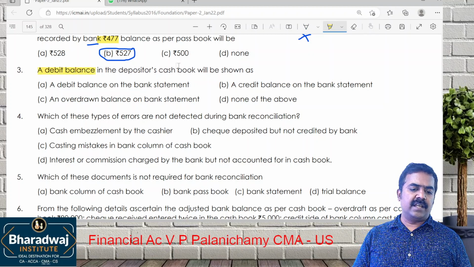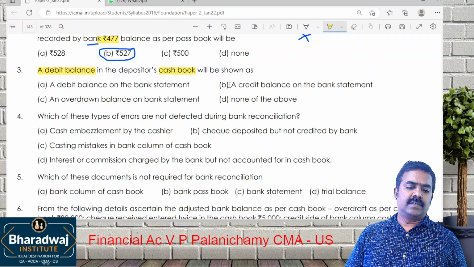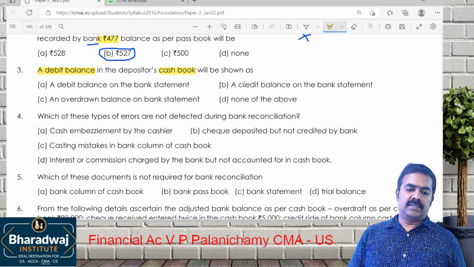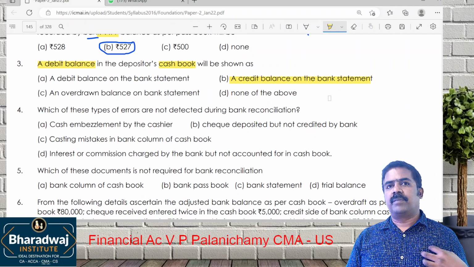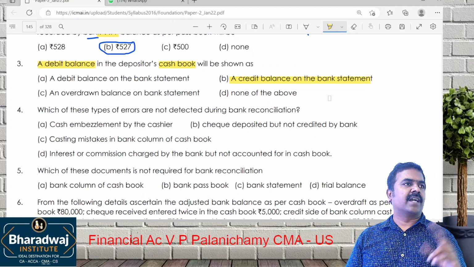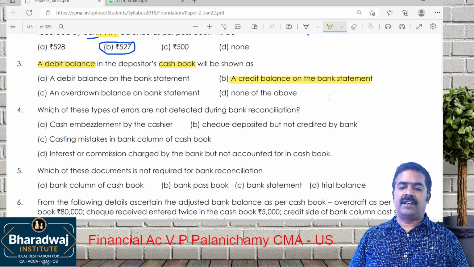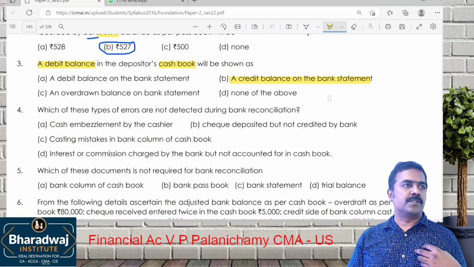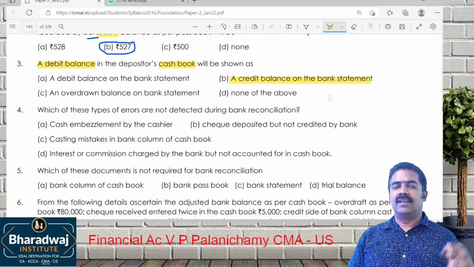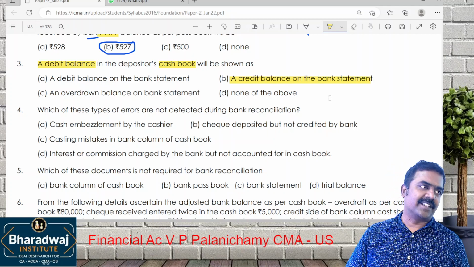Debit balance in cash book will be equal to credit balance in bank statement. If there is a debit balance in the customer account, the bank statement shows a credit balance. Otherwise, cash book will show a debit balance which is normal, and passbook will show a credit balance which is normal.